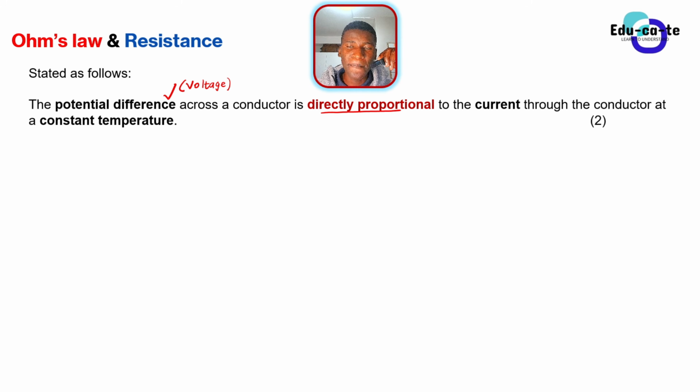a constant temperature. So here we can use mathematics to represent this law and say that the voltage or the potential difference across a conductor will be directly proportional, this symbol is for directly proportional to, current. This must occur at a constant temperature.